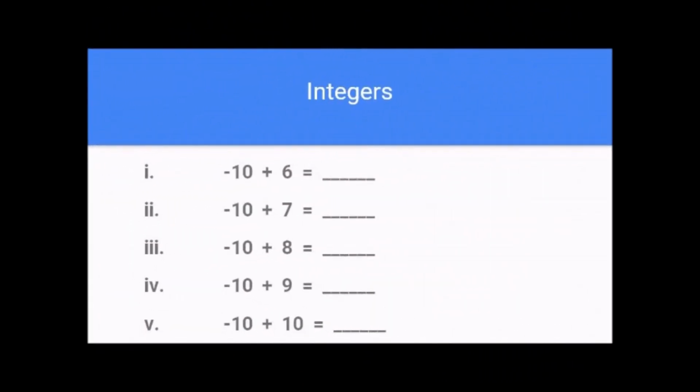Now work these. Negative 10 plus 6. Negative 10 plus 7. Negative 10 plus 8. Negative 10 plus 9. Negative 10 plus 10. Put an answer and let's see what you get. Remember, if you have a negative number, you go to that, and then if you have a positive, you move to the right on the number line. So let's see if you can get the answer for these.